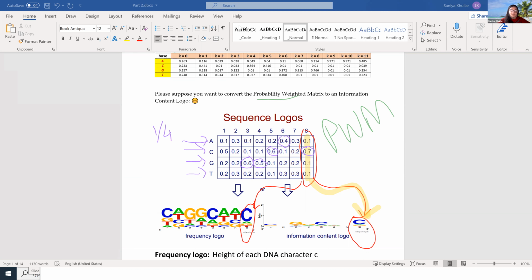But anyway, what we really are trying to do is go from here to here, from a probability weighted matrix to an information content logo, where you have the height in bits, and I'm going to explain how we go about that.